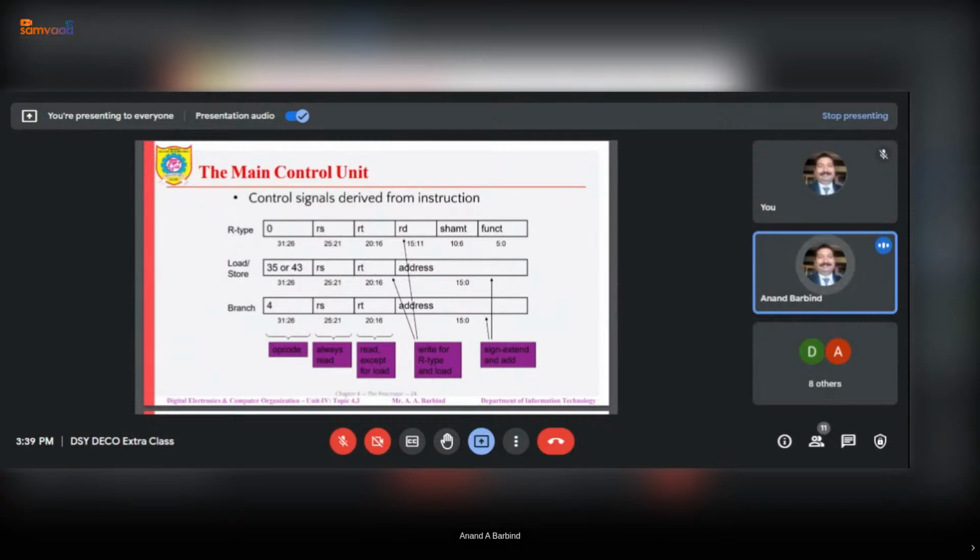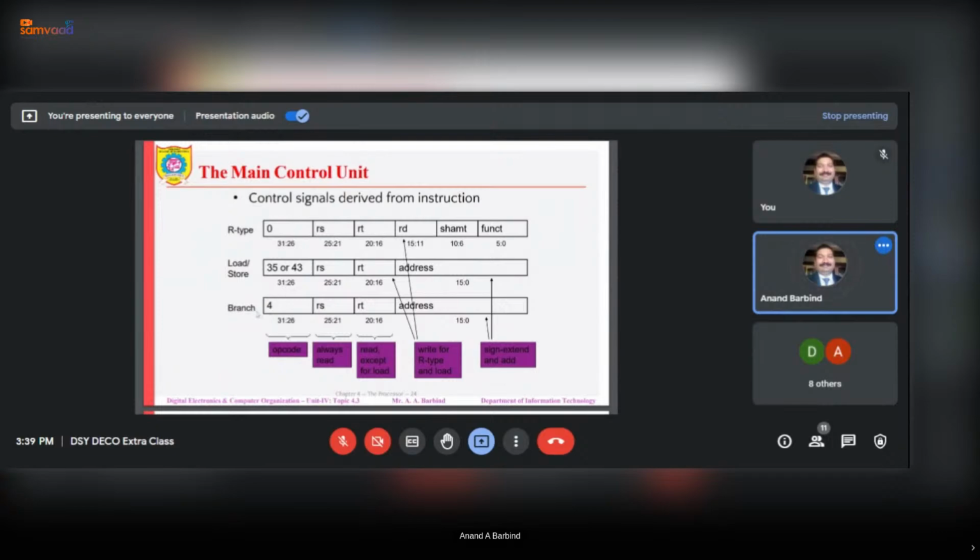Or in case of a store instruction, the contents of the RT register will be transferred to the data memory, which is selected by the base address along with the offset. Okay, so the load or store instruction will be there. The code for it is 35 or 42 hexadecimal, and it will be there in bits 26 to 31.